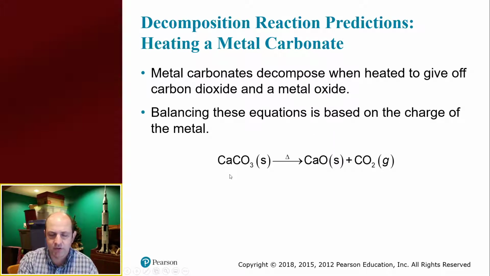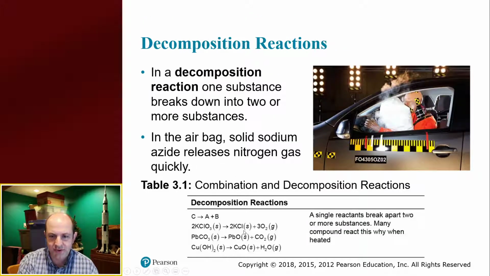And that's just what it is. It's 1 goes to 1 plus 1. That's nice because carbonate is a -2 charge, oxide's -2, so the balancing is always 1 to 1 to 1. These other two are also examples of what we call special decomposition.